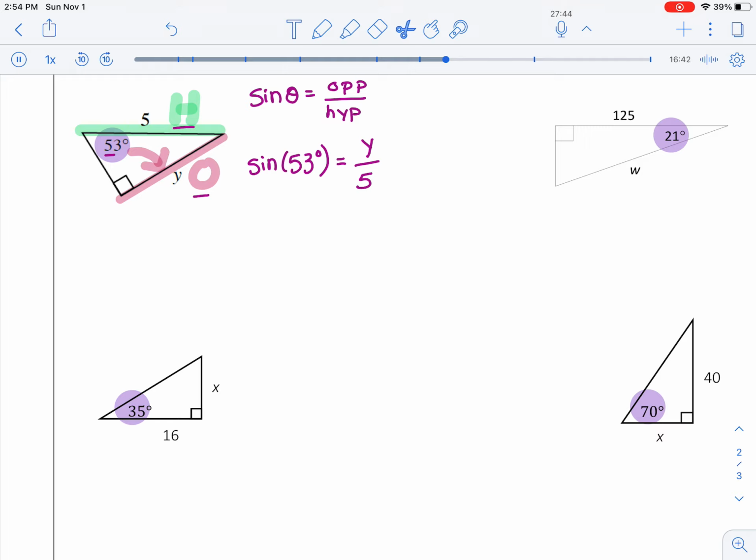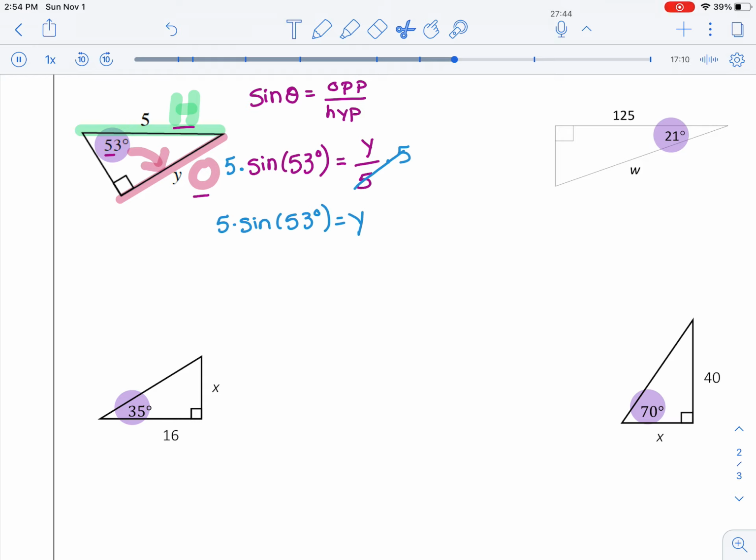But now I need to solve for y. So I'm going to multiply both sides of my equation by 5, and get that 5 times the sine of 53 degrees equals y. Which isn't too bad. But I need to somehow figure out what 5 times the sine of 53 degrees is.